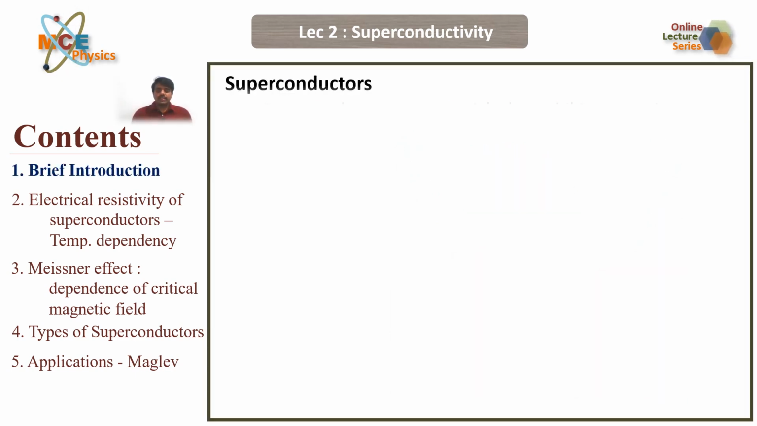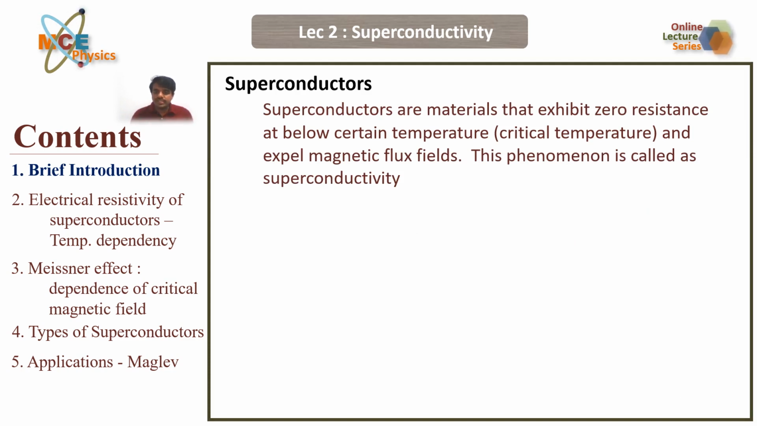Now, what are superconductors? Superconductors are materials that exhibit zero resistance below a certain temperature and expel magnetic lines of force or flux fields, and this phenomenon is called superconductivity. Suppose there is a material which exhibits superconductivity. If you bring down the temperature of the material below its critical temperature, then what will happen? The material will start to offer zero resistance to the flow of electrons. And not only that, there will be expelling of magnetic lines of force.